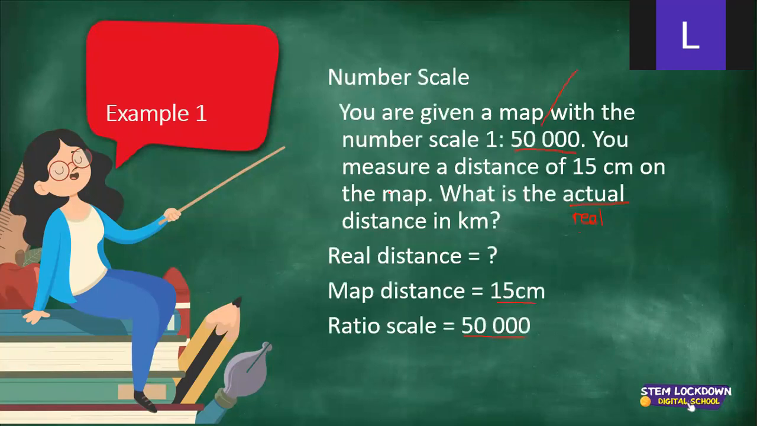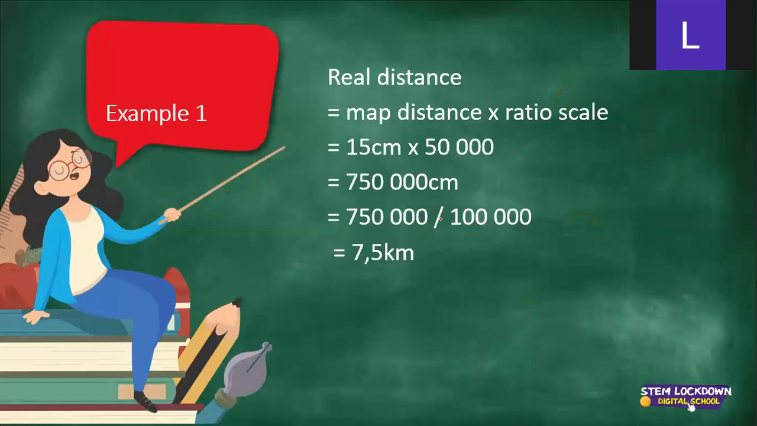750,000 centimeters, right? But they said they want to know that distance in kilometers. So all I'm doing now, I'm changing my actual distance, which is in centimeters, to kilometers. Okay, this conversion you need to know off by heart as well. 1 kilometer is actually equal to 100,000 centimeters, right? Remember that 1 kilometer is equal to 1,000 meters, right?